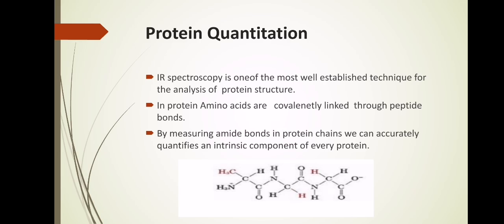Protein quantitation. Infrared spectroscopy is one of the most well-established techniques for the analysis of protein structure. In protein, amino acids are covalently linked by peptide bonds. By measuring amide bonds in protein chains, we can accurately quantify an intrinsic component of every protein.